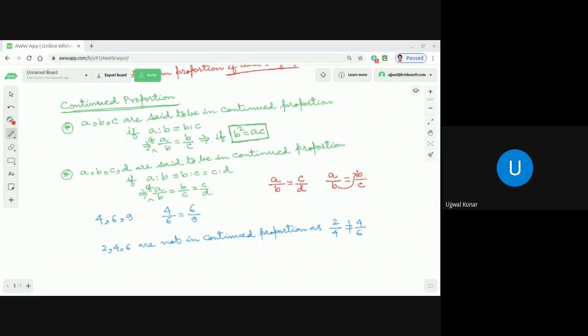Now, what we are going to discuss next is called the mean proportional and third proportional. As we just discussed, if A, B, C are in continued proportion, then B is called the mean proportional. And how can we find the value of B? B square equal to A into C, and we can find B is equal to square root of A into C. Let me explain you this thing. Mean proportional and third proportional.